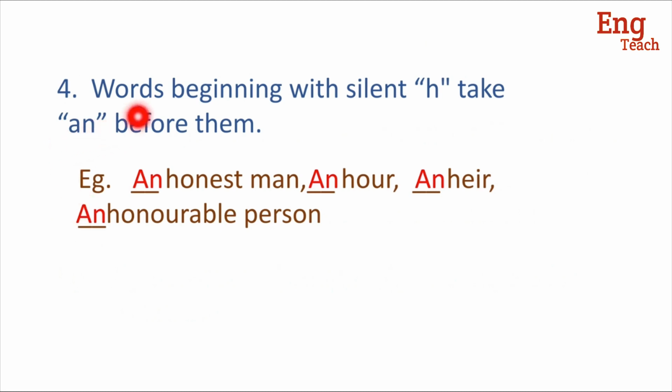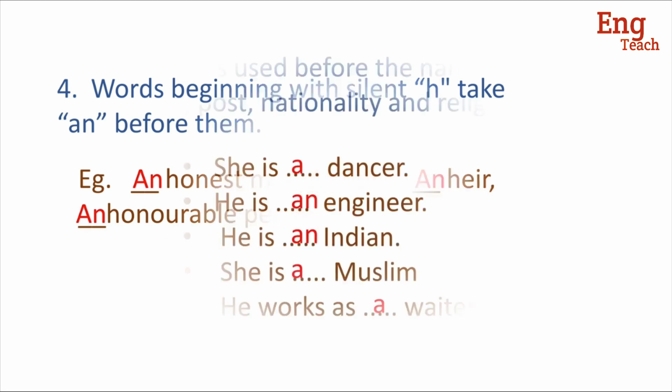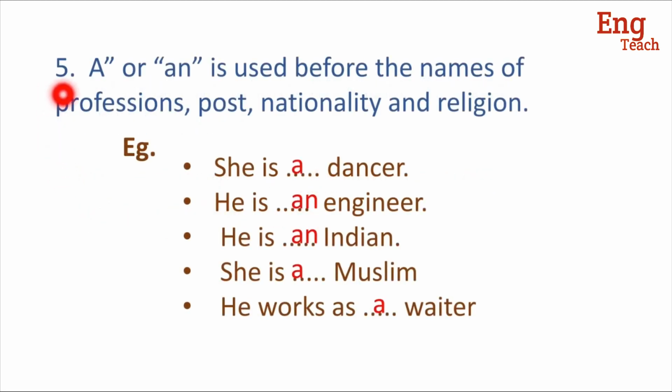Rule number 4. Words beginning with a silent H take an before them. For example, an honest man, an hour, an honorable person. Rule number 5. A or an is used before the names of professions, posts, nationality, and religion. For example, she is a dancer, he is an engineer, he is an Indian, she is a Muslim, he works as a waiter.